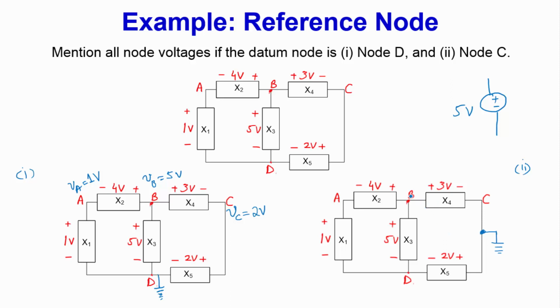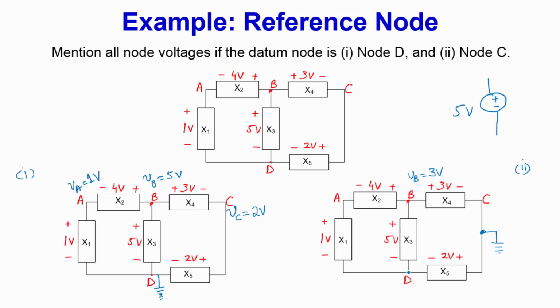First of all, node B is simplest because here, looking at X4, it says that its positive terminal is 3 volts higher than the negative terminal. Now, the negative terminal is connected to 0. Its positive terminal, which is 3 volts higher than 0, has to be plus 3 volts. So VB is 3 volts.